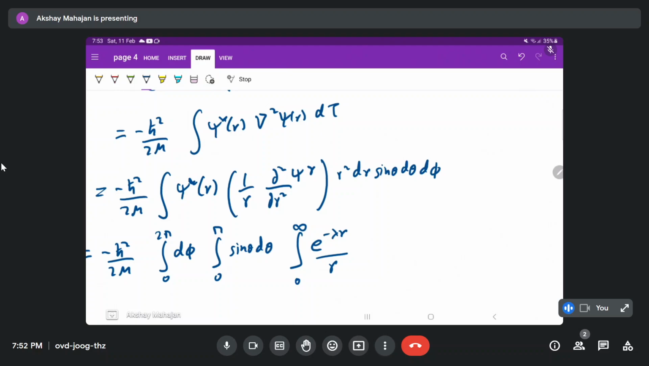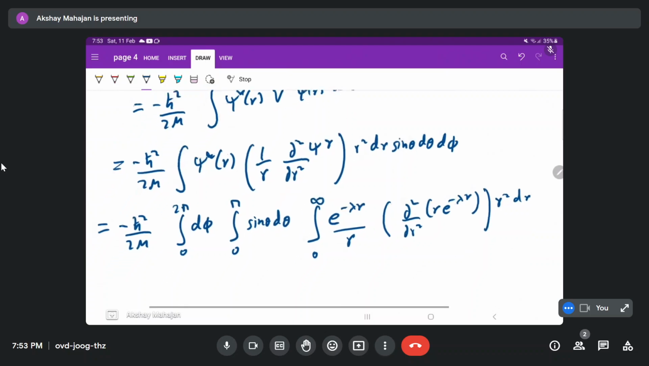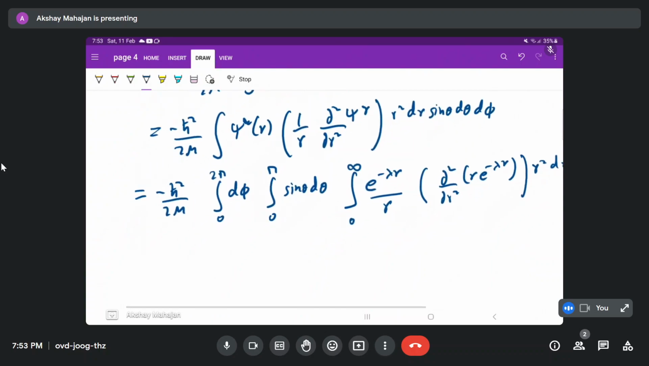We have to differentiate del square by del r square times psi of r, which will open as del square by del r square times e to the power minus lambda r times r square dr. Correct. So here I will have minus h bar square by 2 nu. This will be simply 2 pi, and this will be equal to 2.